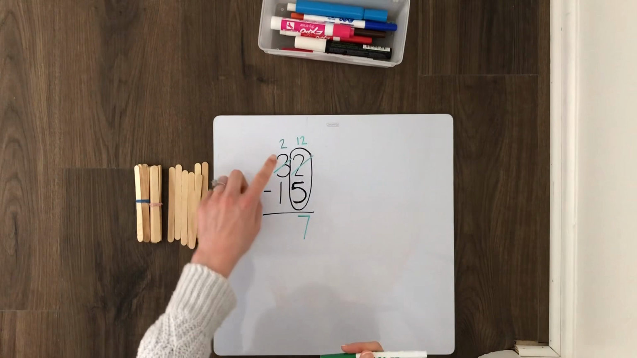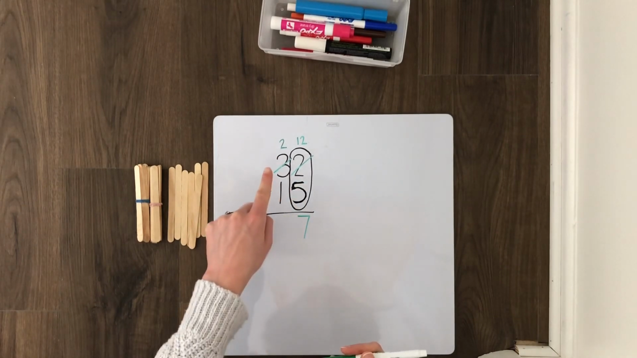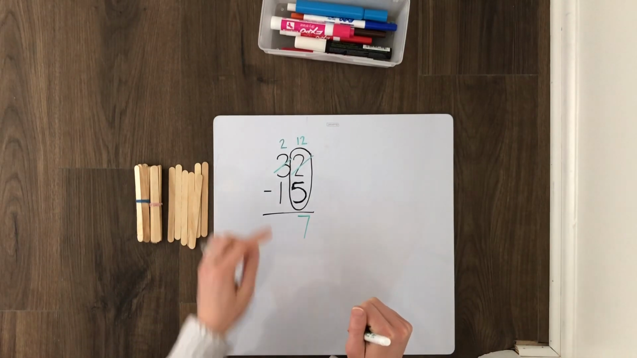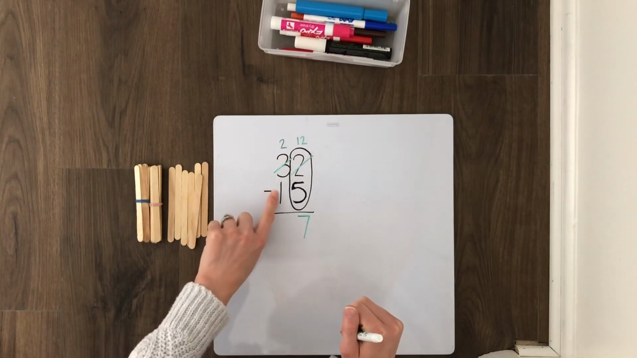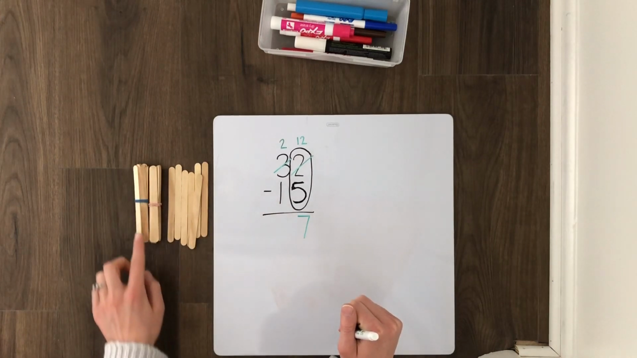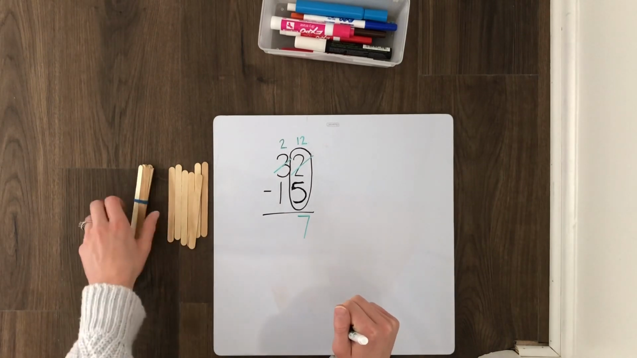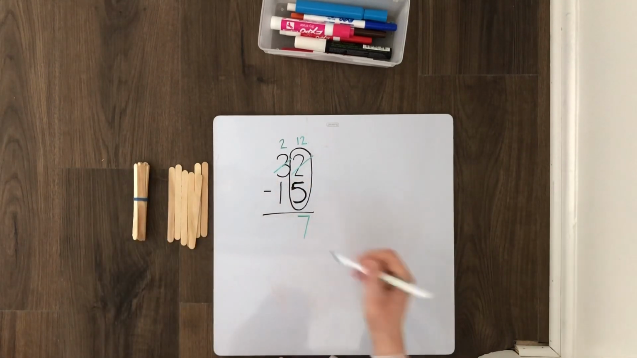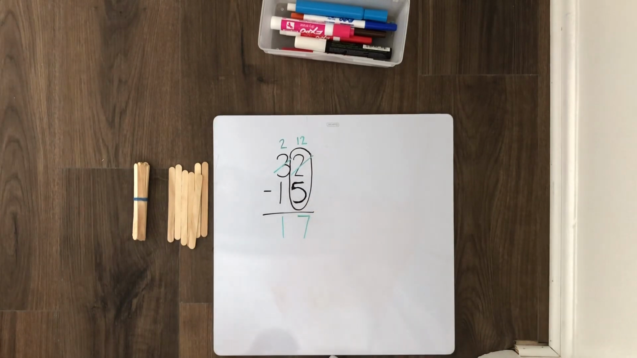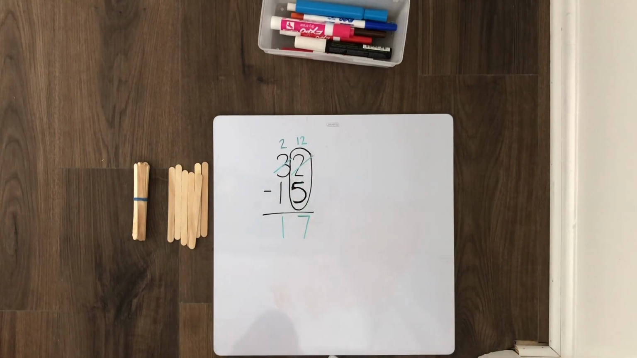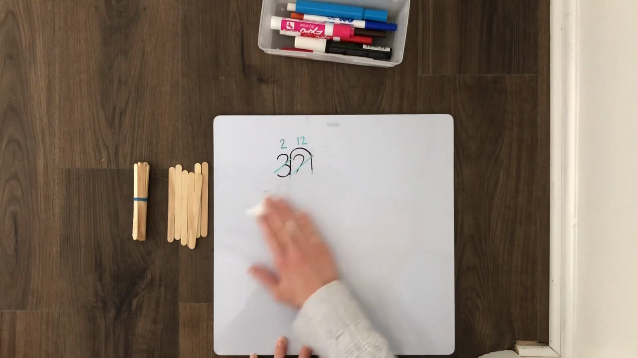Now we've subtracted the ones, we can subtract the tens column, right? So we now have 2 minus 1. Let's show that with our popsicle sticks. 2 groups of 10. Take away 1 group of 10, we're left with 1. 2 minus 1 is 1. So your answer to 32 minus 15 is 17. Let's do another one. Okay, erase your boards.